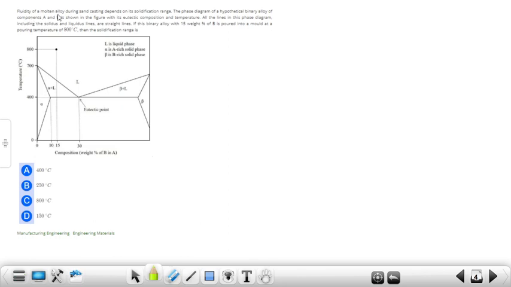The fluidity of a molten alloy during sand casting depends on the solidification range. The phase diagram of a hypothetical binary alloy of components A and B is shown in the figure with its eutectic composition and temperature. All the lines in this phase diagram, including the solidus and liquidus lines, are straight lines. If the binary alloy with 15% weight of B is poured into a mold at a pouring temperature of 800 degrees centigrade, then the solidification range is.